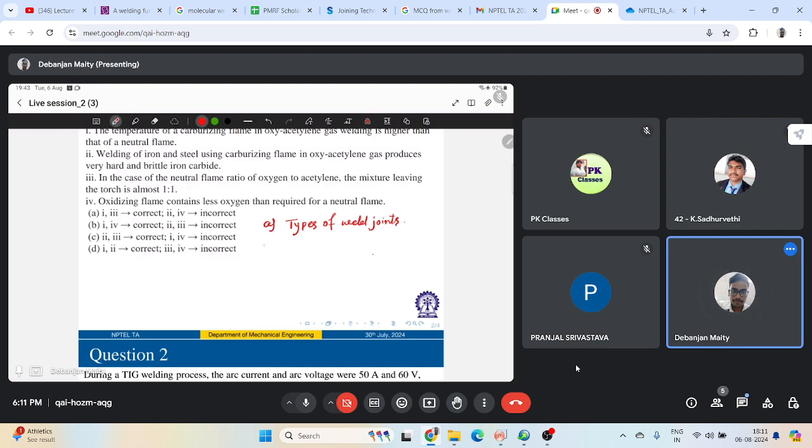Then we will briefly cover welding microstructure. That will be very brief, not in much detail, to get some idea. And then maybe we will move forward to some gas welding basics.